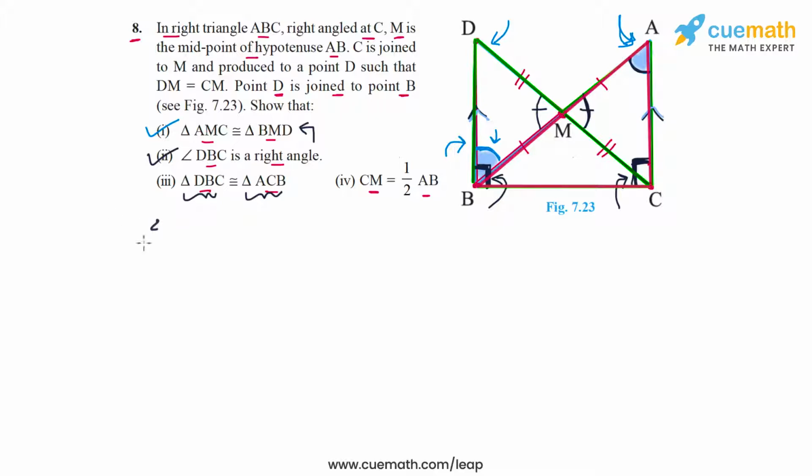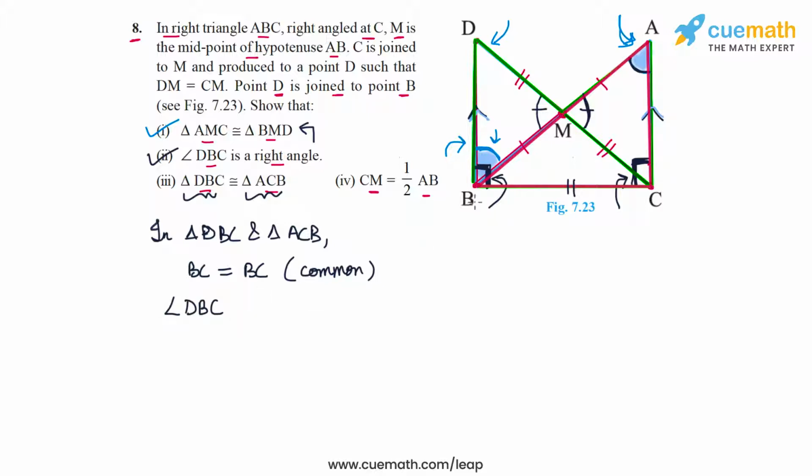So in triangle DBC and triangle ACB, let's compare the corresponding parts and see what we get. So we note that BC is equal to BC because this is common to both the triangles. So this is common, and we have angle DBC, this is equal to angle ACB because both of these are equal to 90 degrees. So we are using the result of part 2 here when we showed that angle DBC is a right angle.